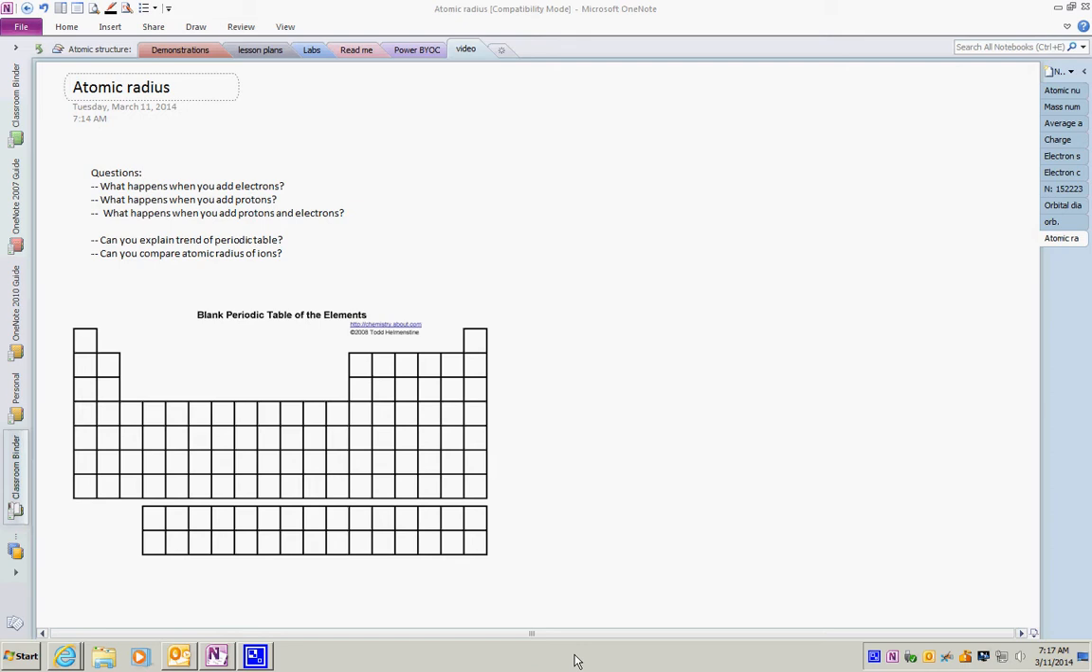One thing you should be aware of is that when the question is asked, you cannot use the periodic table as a reason. That's a big no-no. You have to use atomic structure content. You can't just say X is bigger than Y because it's lower on the periodic table. Can you compare atomic radii of ions?